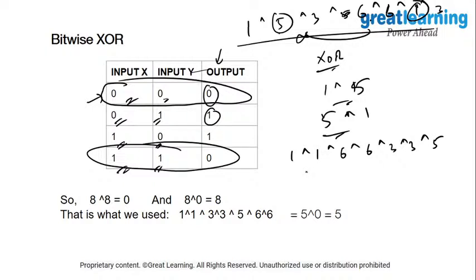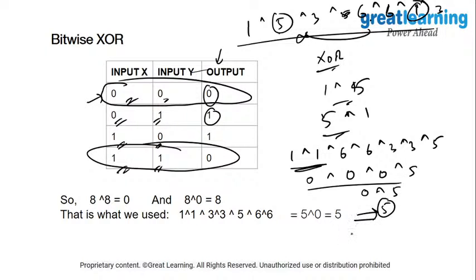So now, what I was saying is that this is commutative and associative. So now what will be the result of this? It will be 0, right? 6 6, it will be 0. 3 3, it will be 0. This 5, it will be again 0. So now 0 XOR 5 will give me 5. So that is the number that was repeated.